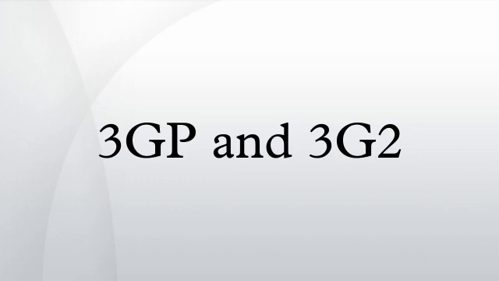3GP is a multimedia container format defined by the Third Generation Partnership Project for 3G UMTS multimedia services. It is used on 3G mobile phones but can also be played on some 2G and 4G phones. 3G2 is a multimedia container format defined by the 3GPP2 for 3G CDMA2000 multimedia services. It is very similar to the 3GP file format, but has some extensions and limitations in comparison to 3GP.